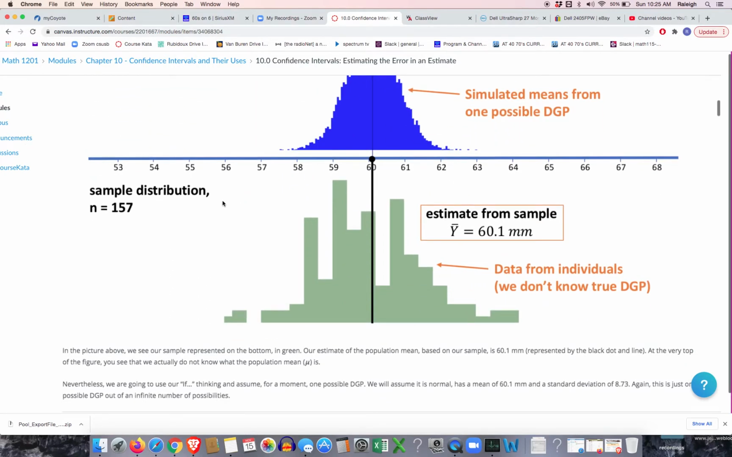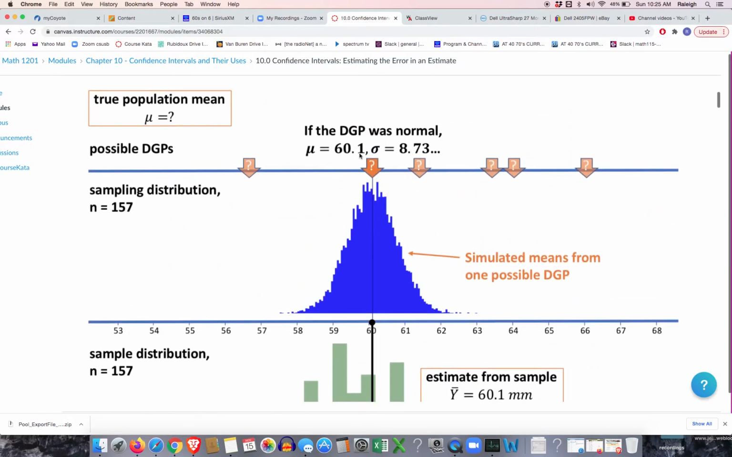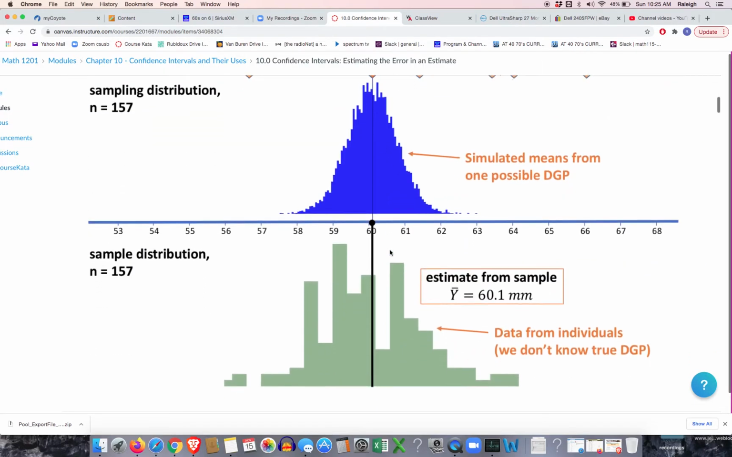Now, these are simulated means, but this is the actual data. So there's a difference here. This is the actual data that we got. This is all we have to go on. And our particular mean, they call it y bar, would be 60.1. So this would be a very convenient, almost too convenient situation. This is our best guess, but it's one of many, many, many possibilities.